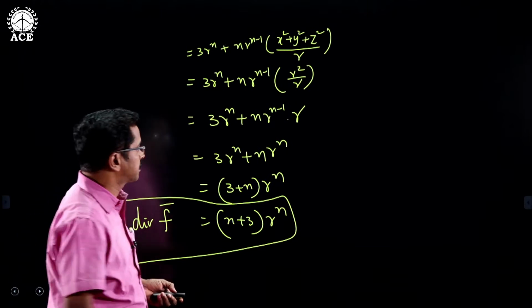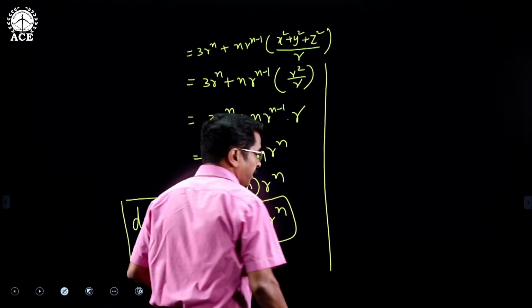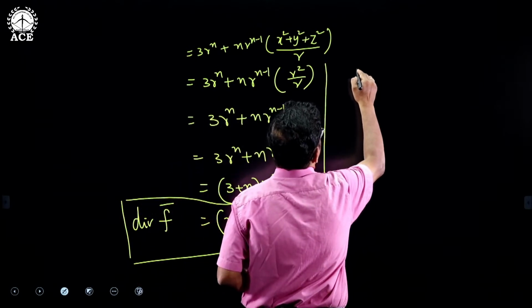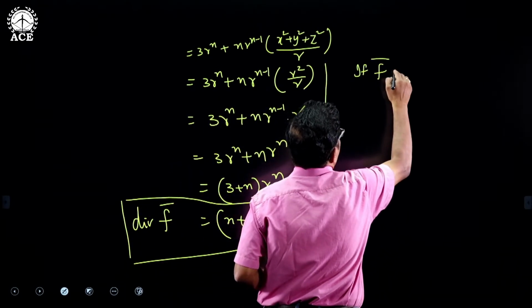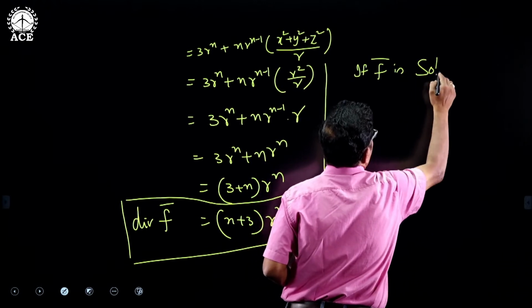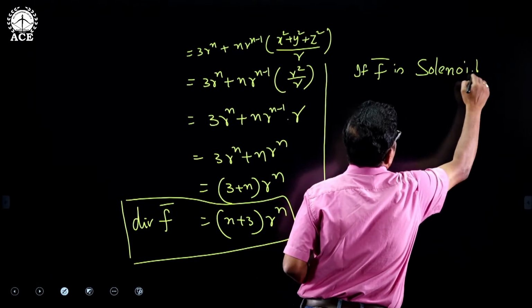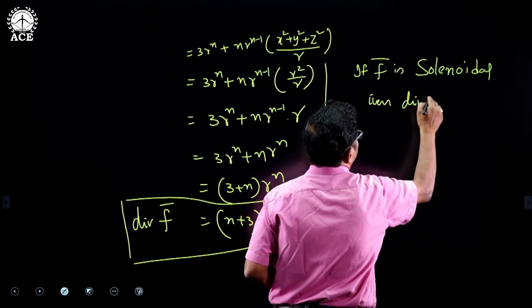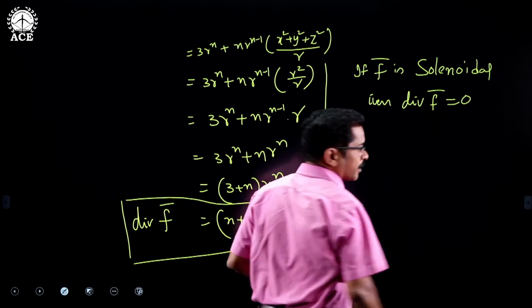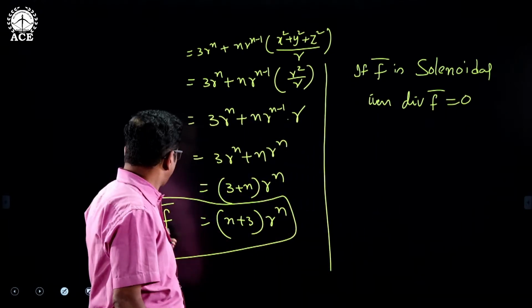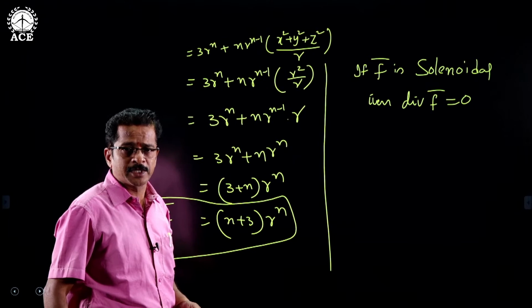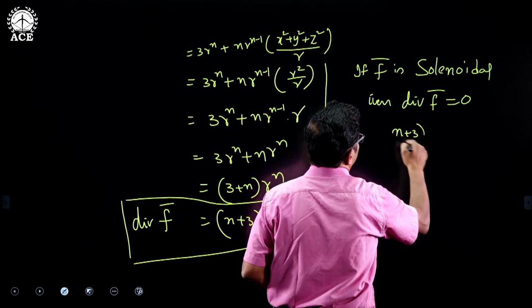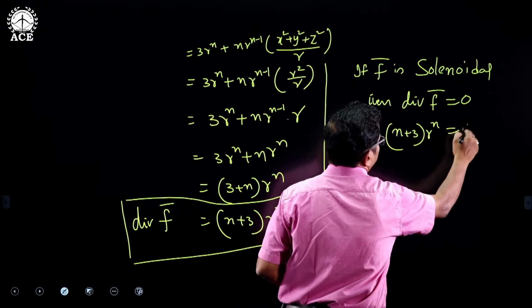And the next part is when it is going to be solenoidal. If f bar is solenoidal, then divergence of f bar equals 0. Divergence of f bar, how much did we get? n plus 3 into r power n. So n plus 3 into r power n is equal to 0.